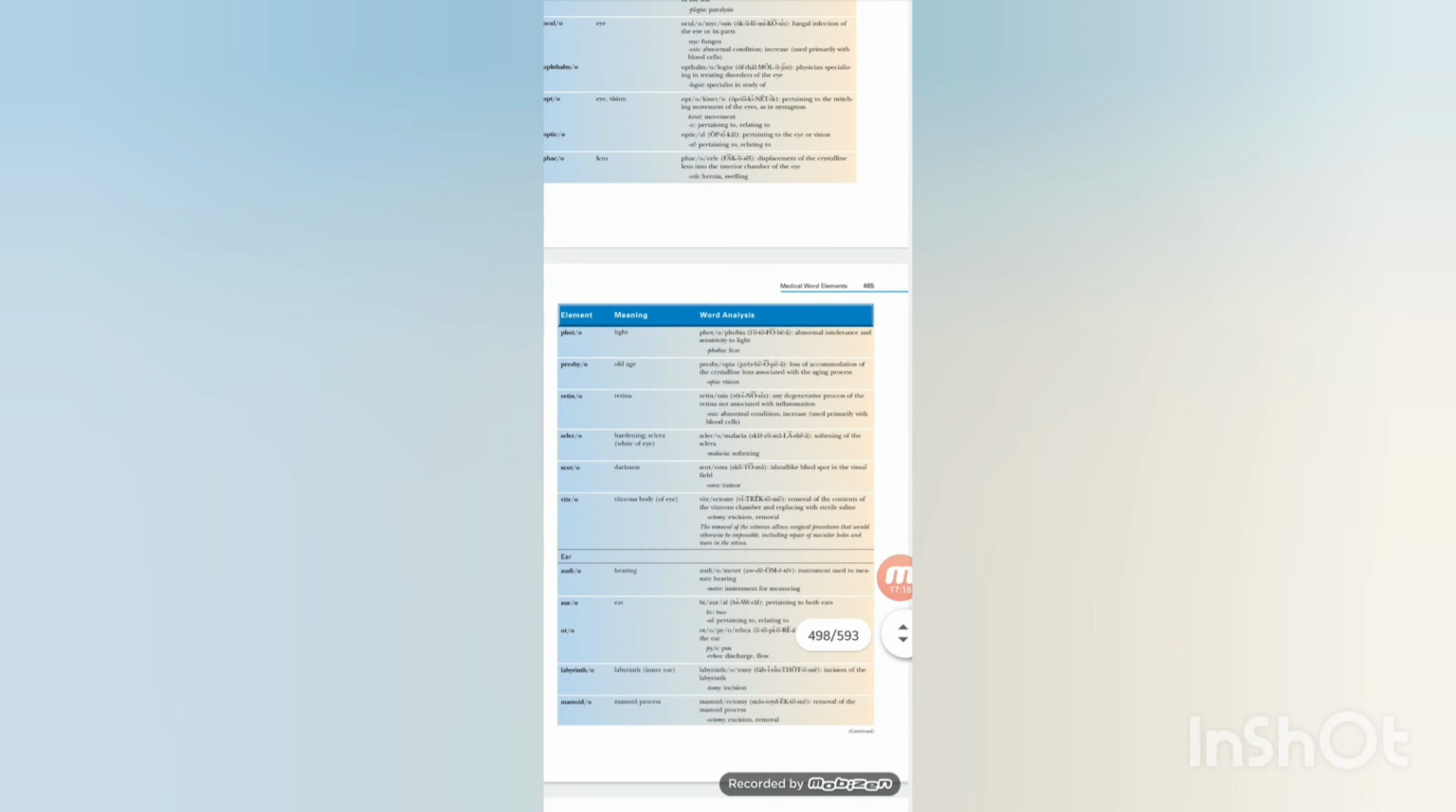Phaco means lens, relating to the lens of the eye. Phacocele, for example, is displacement of the crystalline lens into the anterior chamber of the eye. Photo means light. Photophobia is fear or dislike of light. Presby means old age. For example, presbyopia is loss of accommodation of the crystalline lens associated with the aging process.